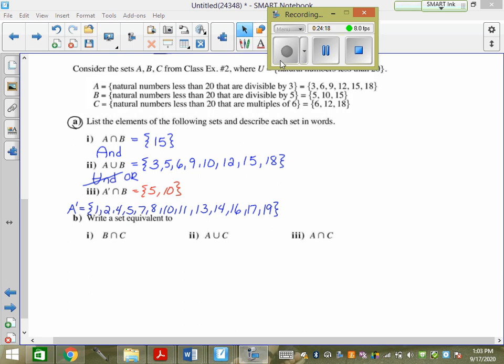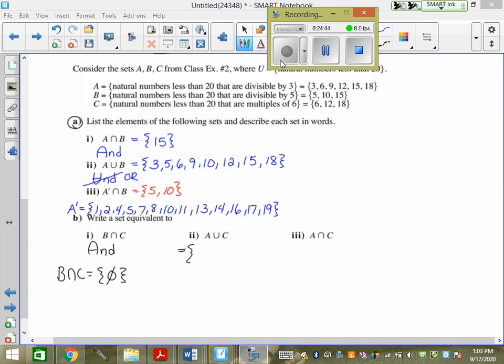I can call this B and C, or B intersection C, or B with the symbol C, right? They all mean the same thing. It's "and," because I can make it into the word and. So what's in B and C? The empty set. So what can we say about B and C? They are disjoint, yes.